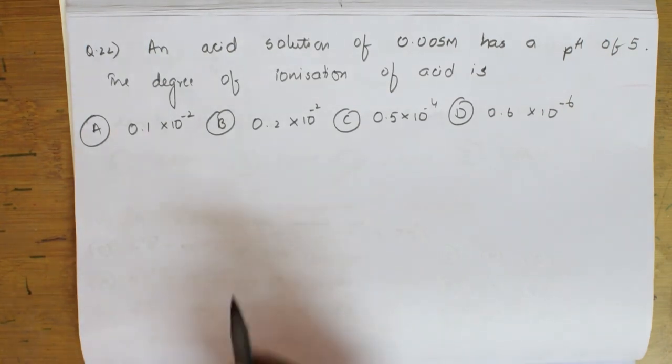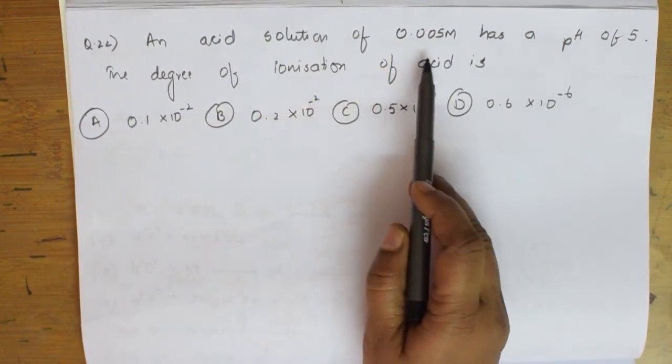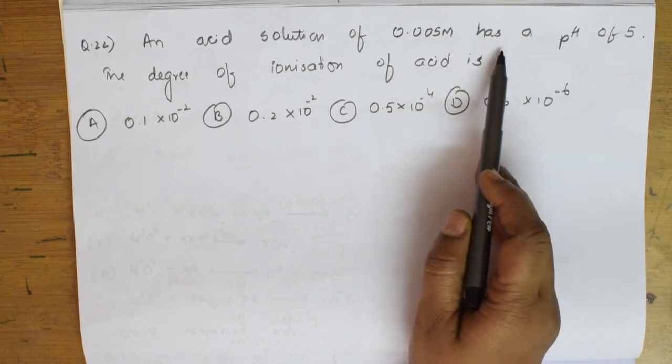Let's start off. In this particular question, they've given us an acid solution of 0.05 molar that has a pH of 5.